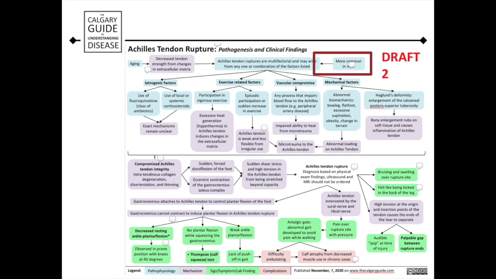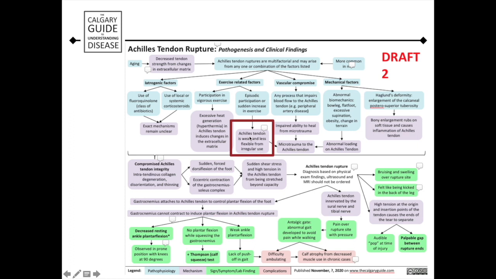For this part, we don't really need to know that Achilles tendon rupture is more common in men for the flowchart to make sense, or for the signs and symptoms of Achilles tendon rupture to be explained. So this text box can be eliminated. For this text box, when you read the text, it currently reads as Achilles tendon is weak and less flexible from irregular use. But you also note that this uses the passive voice instead of the active voice. You can see that the cause is put after the effect.